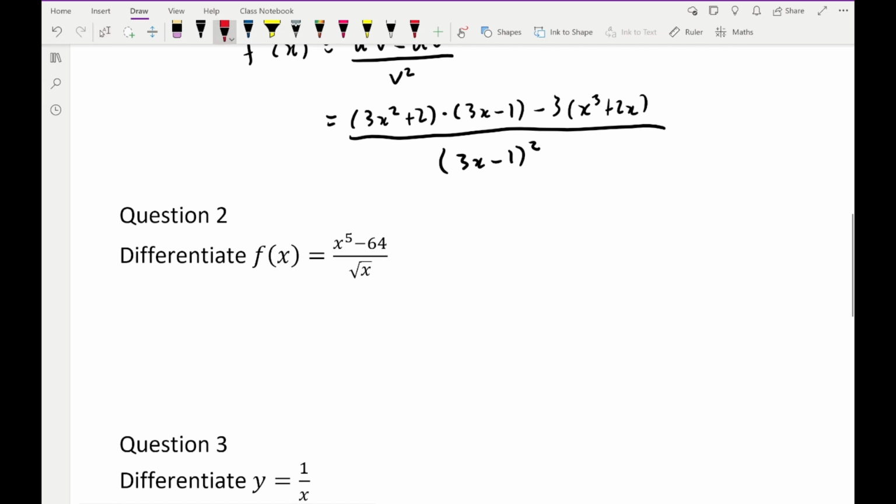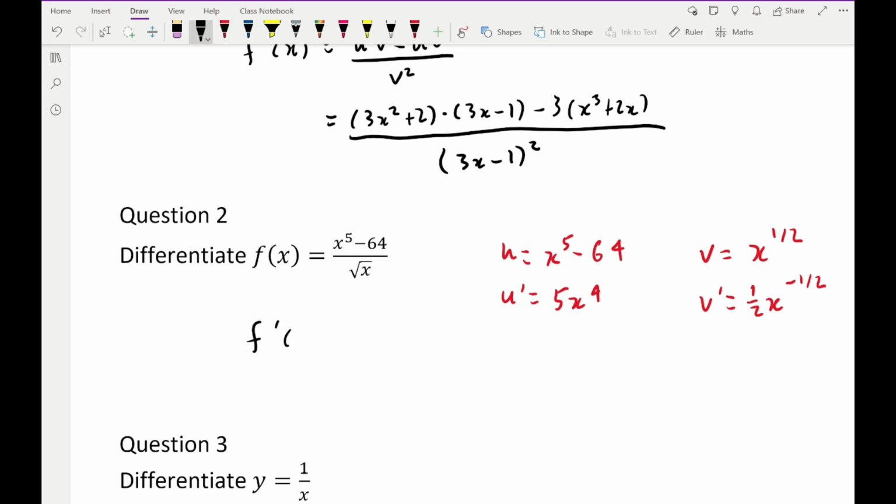So u is always going to be the top, and that's just going to be x to the 5, take 64. V is the bottom, which is square root of x, and I'm going to write that in as x to the half. U dash is 5x to the 4, and v dash is half x to the minus half. Beautiful.